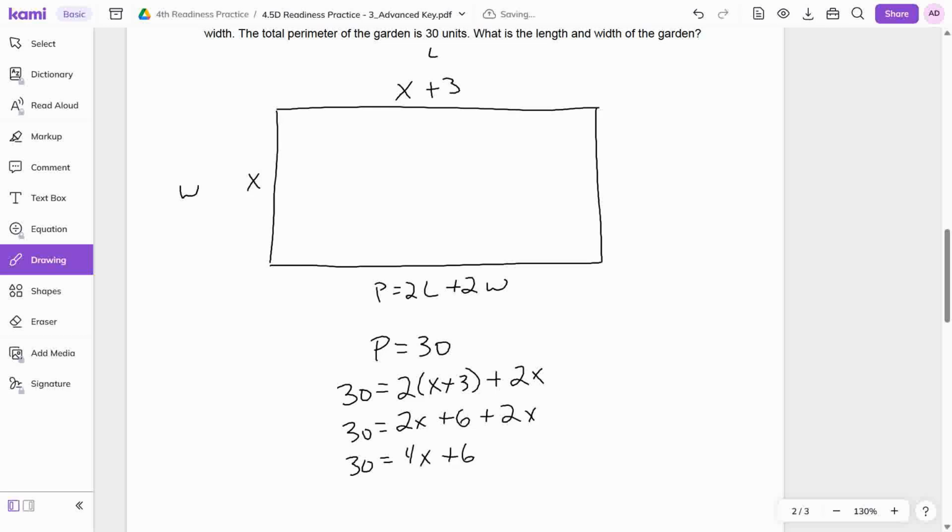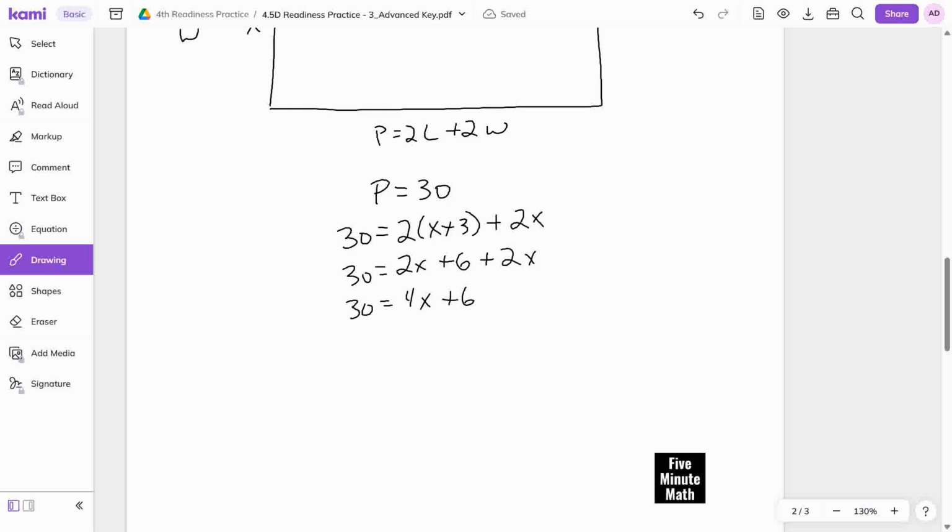Okay, so whatever that x is, if I can do 4 of those and then add 6, I'm going to get to my 30. But I want to figure out what I need to get to before adding 6. So really what I'm going to do is take 6 away from both sides to keep the equation equal. Once again, we're getting into middle school math now. So that's going to give me 24 equals 4x.